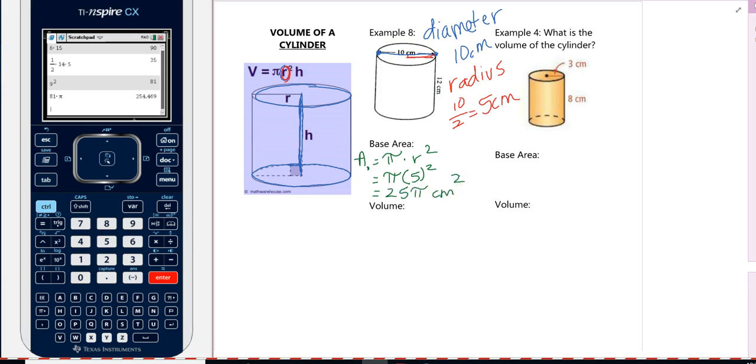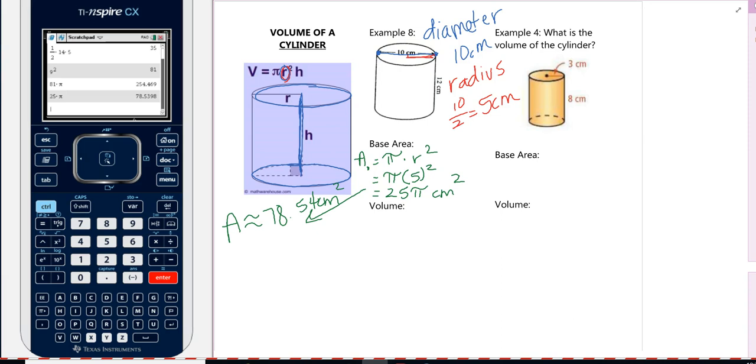So you could leave your answer just like that, or if you want to simplify it in decimal form, like if the directions tell you to round to the nearest tenth or hundredth, you can simplify this. This is about 78.54 centimeters squared for our area.